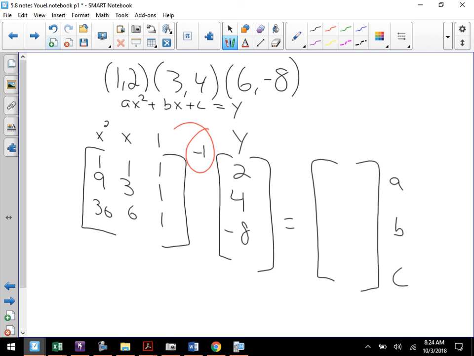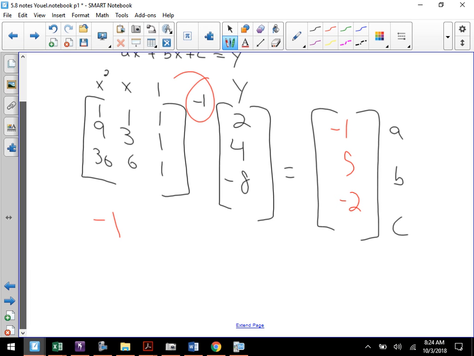Thank you for asking. When you get your answers for A, B, and C, that was -1, 5, -2. The question was, write the equation of the quadratic function that contains those points. So writing the equation would entail -1x squared plus 5x minus 2 equals y. And that would be your final answer.